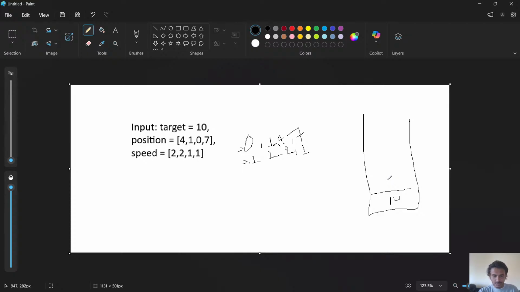So let's say it's 5 iterations. And then for this one, 10 minus 4 is 6, divided by 2, that is 3. And for this one, it will be 10 minus 3.